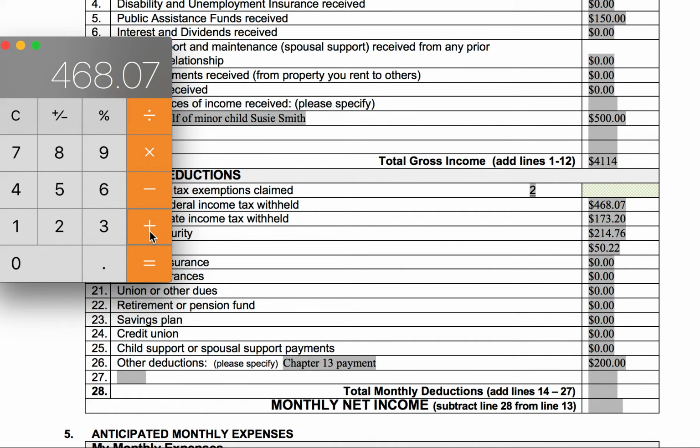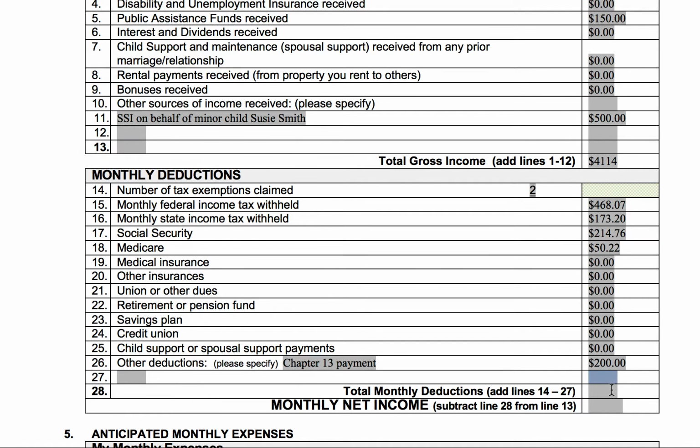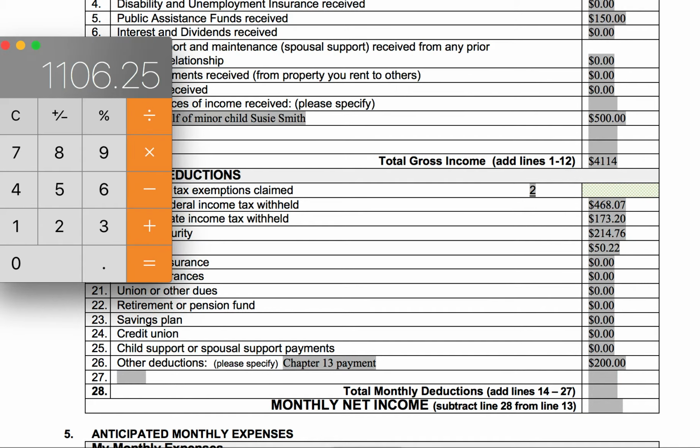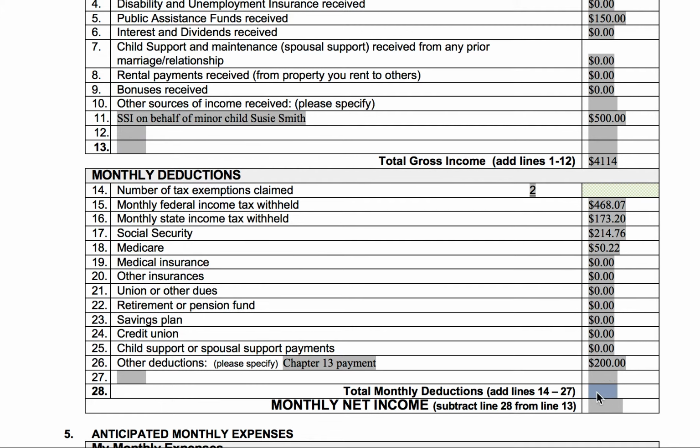So that is going to be our 468.07 plus 173.20 plus 214.76 plus 50.22 plus the Chapter 13 payment I listed. And again, any of these would be listed on the pay stub. I know the Chapter 13 wasn't on the sample pay stub I used because obviously that was just a sample. All right, so then here, and I should have looked at the number first, it's going to be 1106.25, so we'll put that here.